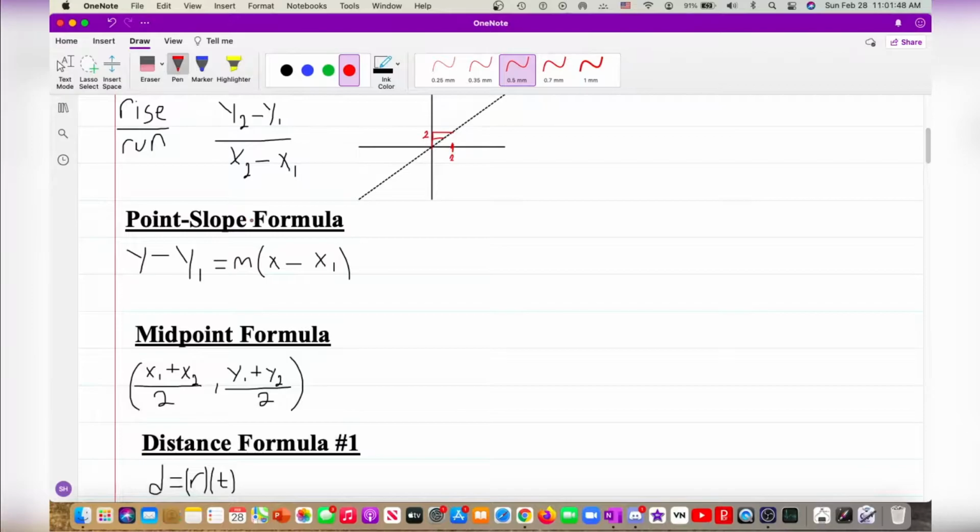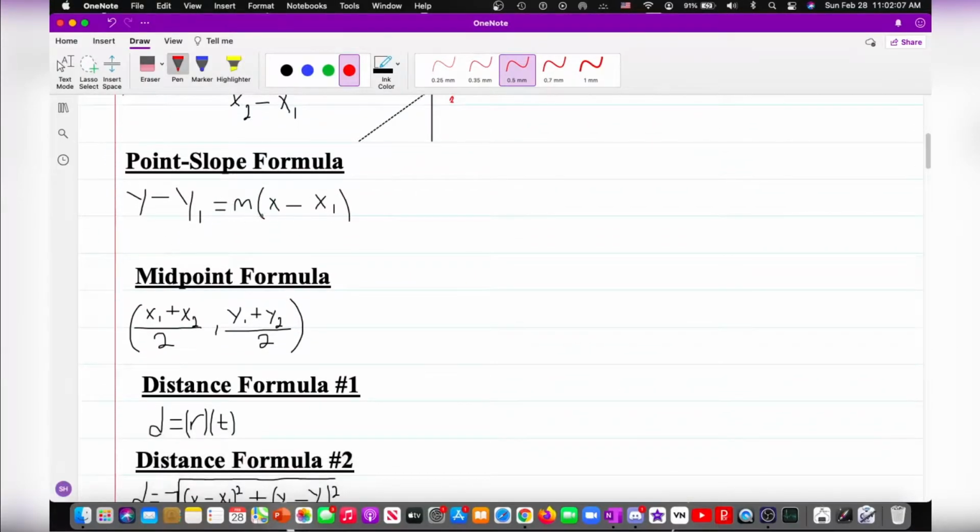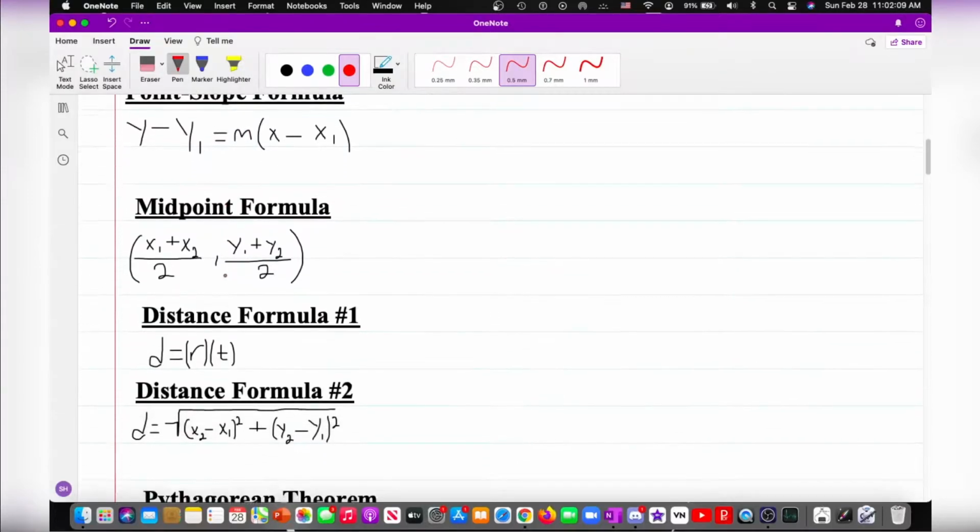Next we have the point slope formula. This is just if you have the slope, and you have one set of points and you're trying to find another point that intersects, you can just plug it in for y1 and x1. So it's y minus y1 equals m, the slope, times x minus x1. So again, you just plug in your points and plug in the slope for m.